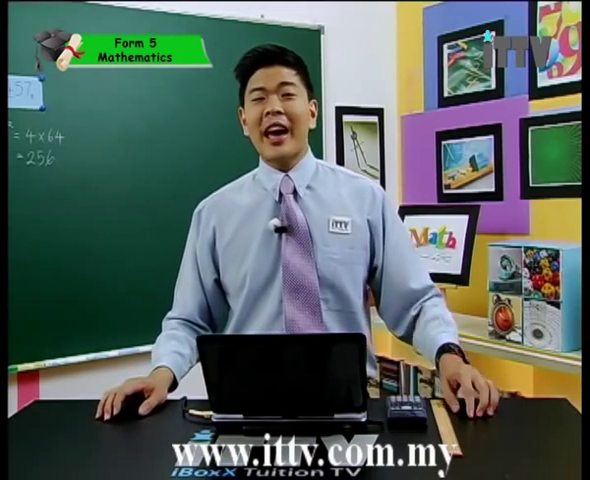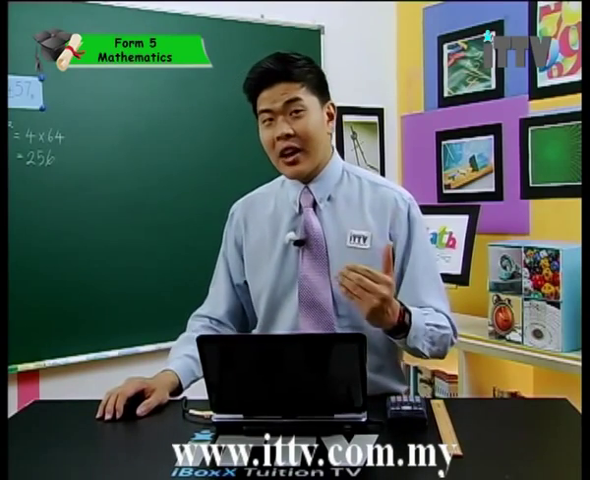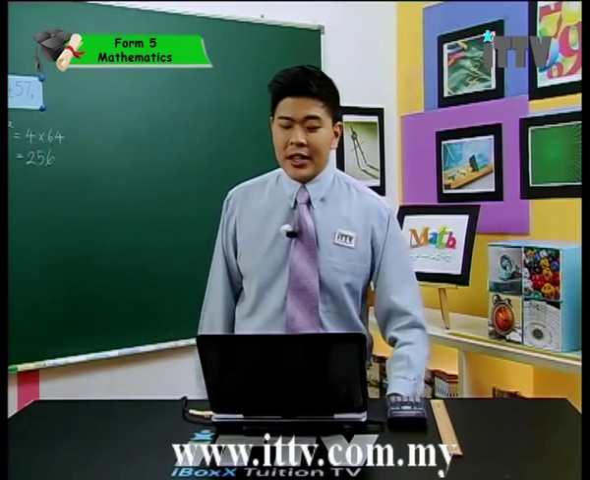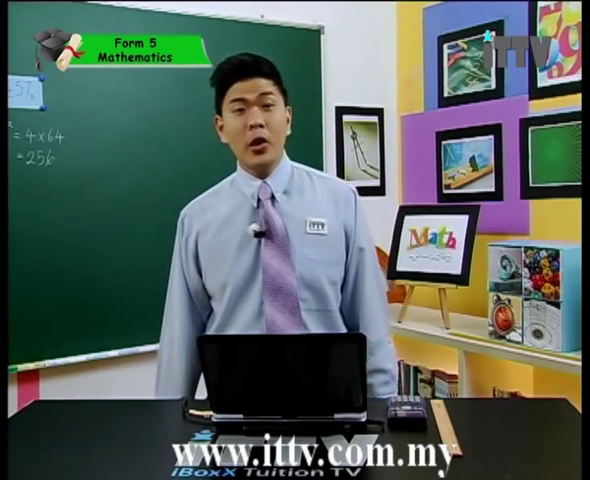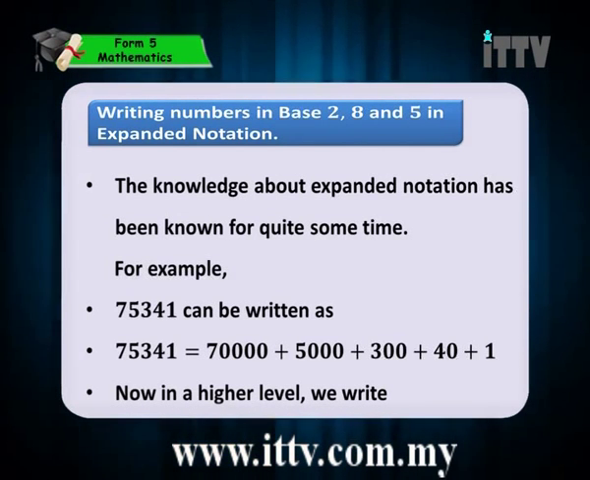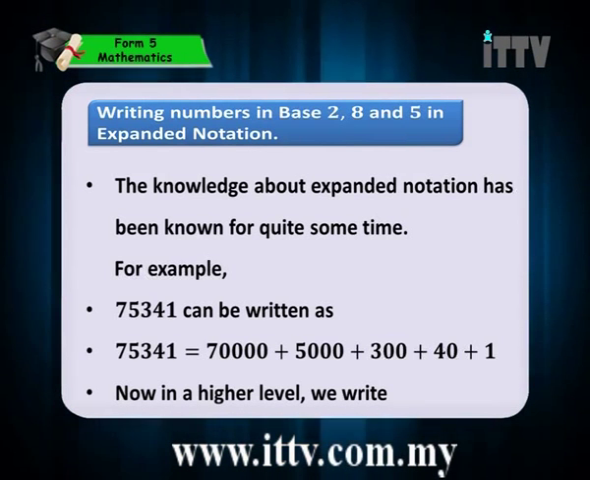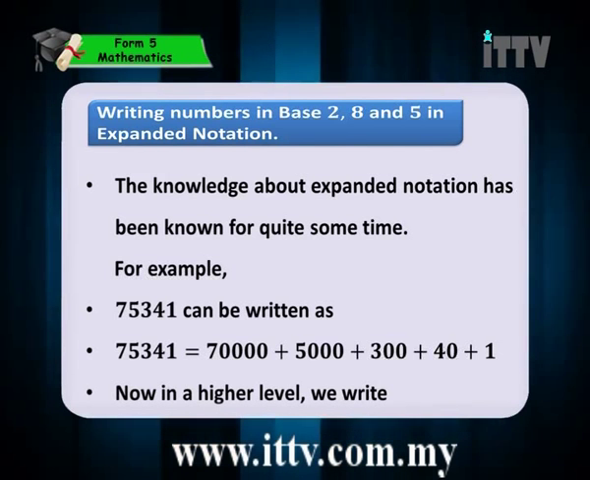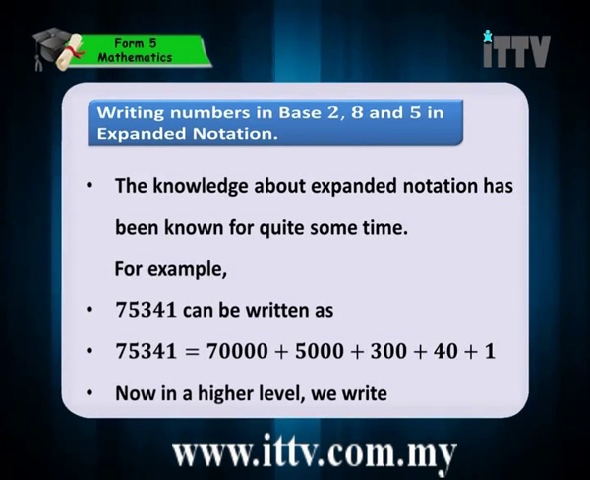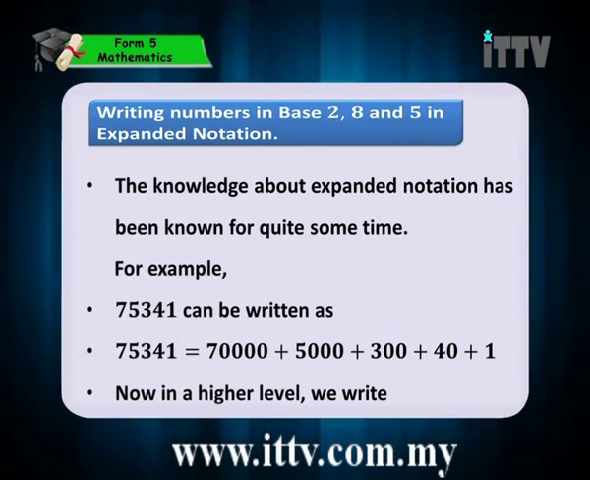Now with what we have learned regarding the number bases, especially the bases 2, 8 and 5, and of course the base 10, we can move on to writing numbers in base 2, 8 and 5 in expanded notation. A few points to take note. The knowledge about expanded notation has been known for quite some time. For example, a number in base 10. It means that we have actually written 75,341 as a sum of the product of every digit and its place value.